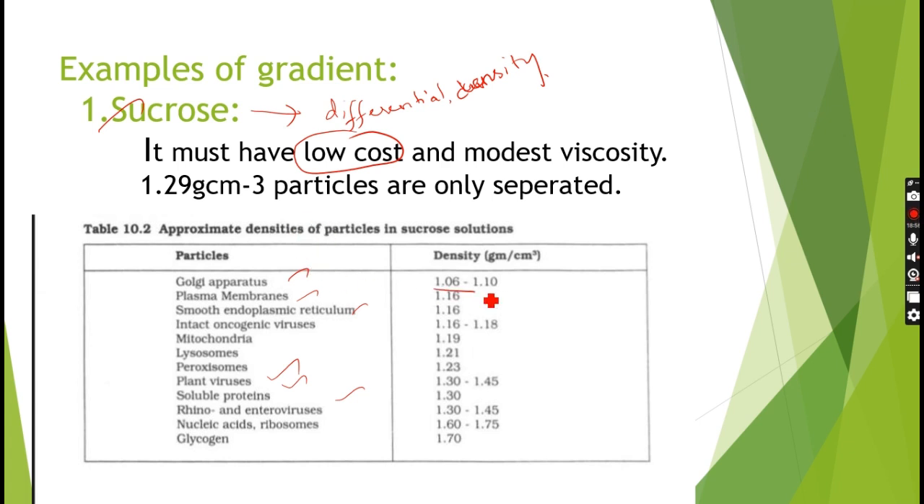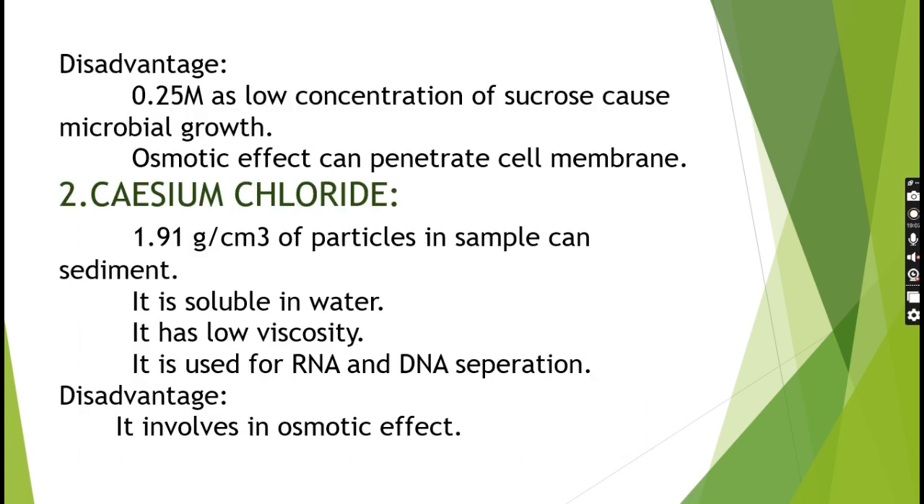So, Golgi apparatus is going to be separated at 1.06, plasma membrane at 1.16. Each density, based on its density, is going to be separated off. A major disadvantage is going to be osmotic effect. Sucrose may cause osmotic effect.